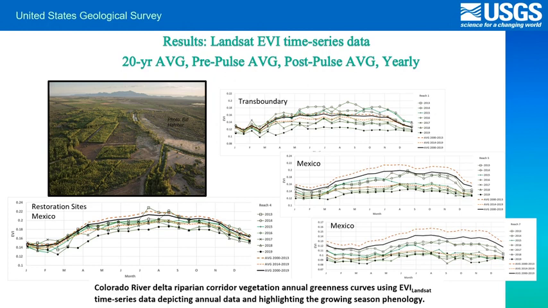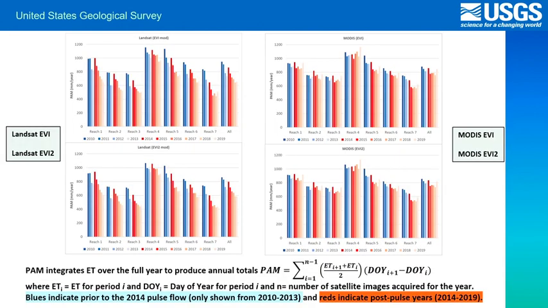And we have the transboundary area, we have the parts in Mexico where it's just declining, but the restoration is holding relatively tight up until the last year or two when we've had added days of hot temperatures and little precip. Another way to show this is to look at the annualized water use. On the left side is Landsat, on the right side is MODIS.